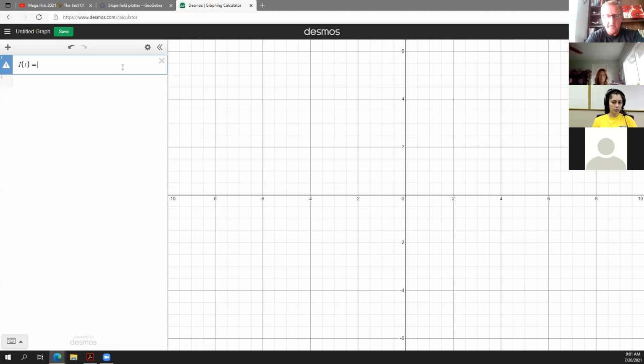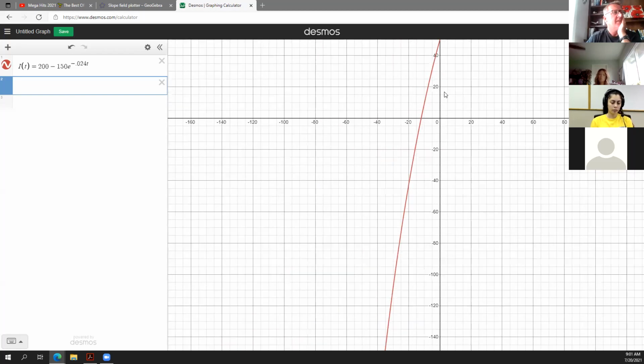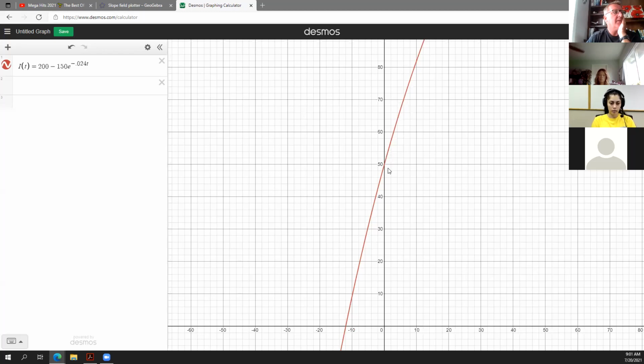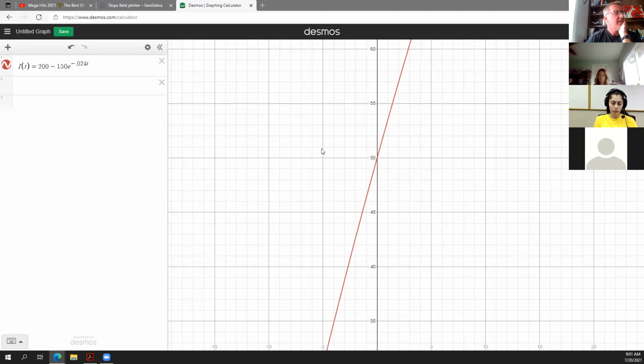So if I go over here and say, here's my equation, we said 200 minus 150 times E raised to the negative 0.024T. The question is, does it like that? You might look at it again and your first instinct might be like, hey, it didn't work. But again, when you look at domain and range, of course we don't see it because ours started at the point (0, 50). And so I don't see (0, 50). And then we back up and go, oh yeah, look, now it really does start at (0, 50).